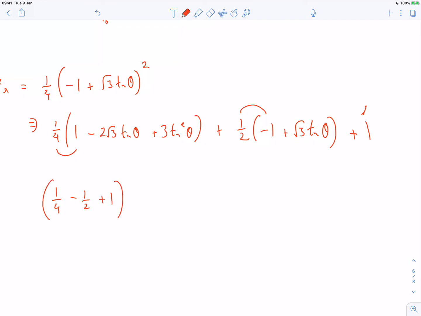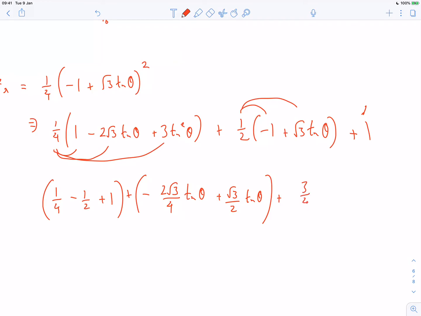Okay, now let's look at the tan thetas. I've got a 1/4 of minus 2 root 3, so I've got minus 2 root 3 over 4 tan theta. And then I've got a half of root 3 tan theta, so it's going to be plus root 3 over 2 tan theta. And then the tan squareds, I've just got 3/4 of tan squared there.